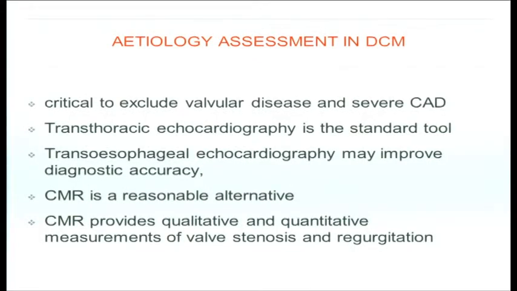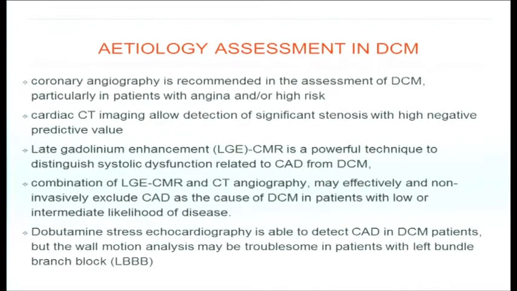Other than the morphology assessment, we need to identify the etiology, why these patients have developed dilated cardiomyopathy. It's critical to exclude valvular disease and severe coronary artery disease, as I have described earlier. Transthoracic echocardiography is the standard tool in this situation. You may go for transesophageal echo to improve the diagnostic accuracy in some patients. Cardiac MRI, as I described, is a reasonable alternative, which provides qualitative and quantitative measurements of valve stenosis and regurgitation in addition to volume assessment.